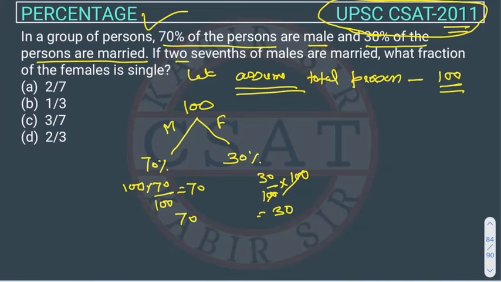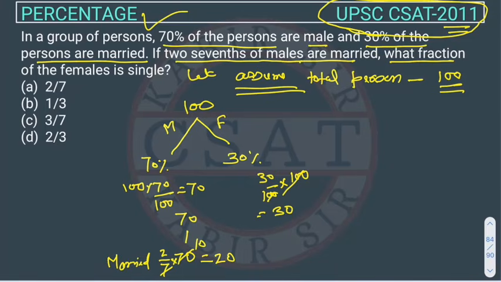Okay. Now, if 2/7 of the male, 2/7 of male, how much is 2/7 of male? 7 will divide this 10, 20. So 2/7 of male are married. So these are married male. Okay. These are married, 20. Similarly, are married. What fraction of the female is single?